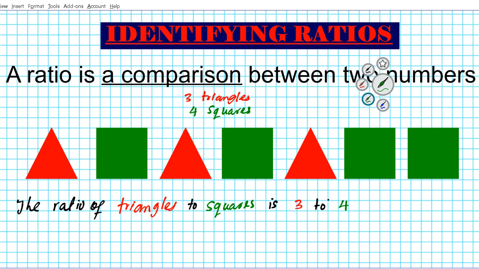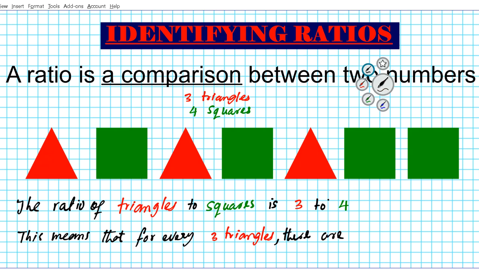Now, what does this mean? Well, let's write down what this means. This means that for every 3 triangles, what do we have? There are how many squares? Based on this ratio, for every 3 triangles, there are 4 squares. So that's how you can use ratios to compare the quantity between two numbers.